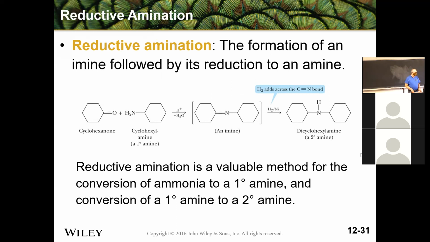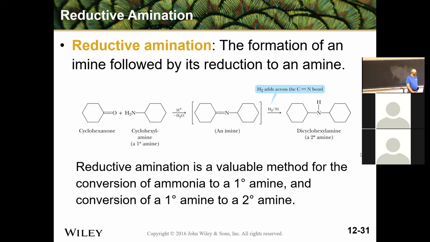Okay, this is a reaction called reductive amination. My spell checker always has fits with the word amination. It always tries to convert it to animation. This involves the formation of an imine followed by its reduction to an amine.